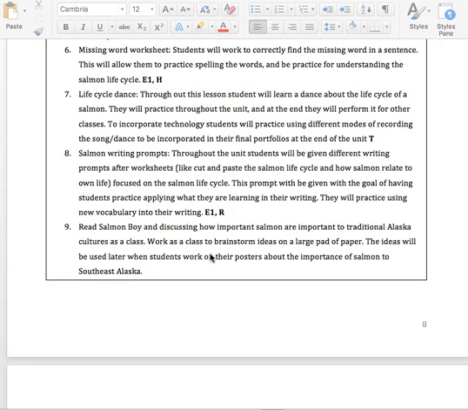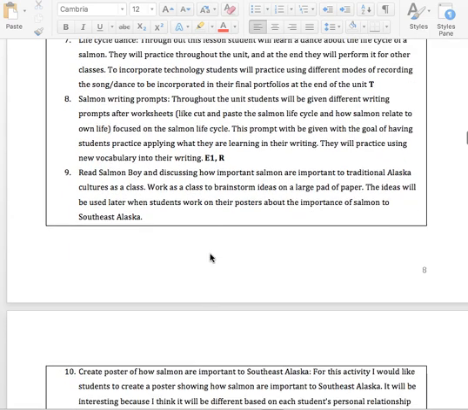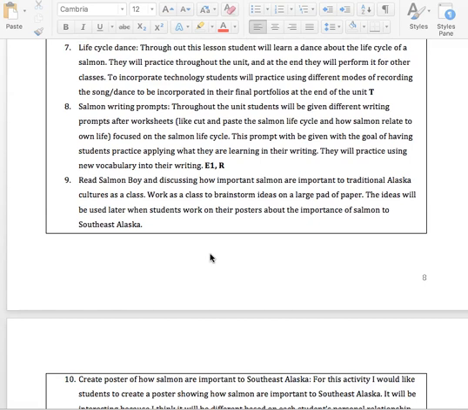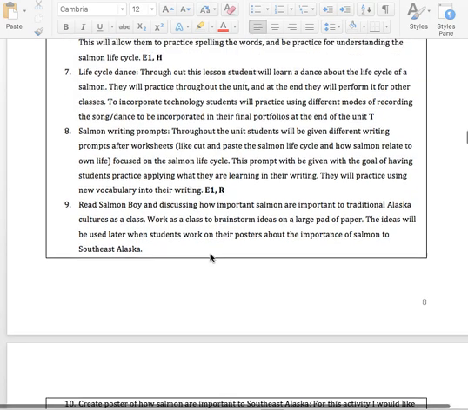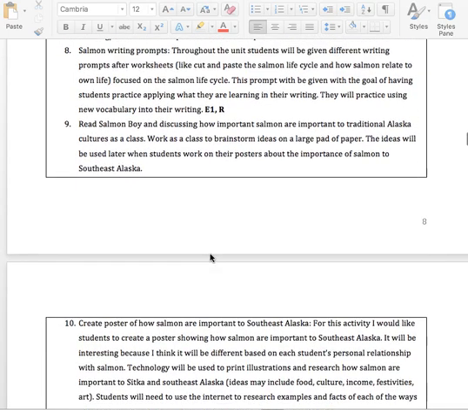Number 6, students will complete a missing word worksheet, again practicing that vocabulary. Students will learn a life cycle dance. This is not so much a dance as a little mnemonic device on how to remember the life cycle of the salmon. This will be talked about a little further down in this presentation.